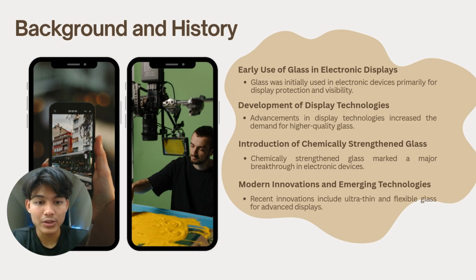The introduction of chemically strengthened glass marked a major breakthrough in electronic devices. A significant milestone in the history of electronic glass was the development of chemically strengthened glass. This process increased the strength and scratch resistance of glass, making it suitable for smartphones and portable devices that are frequently handled and exposed to impact.